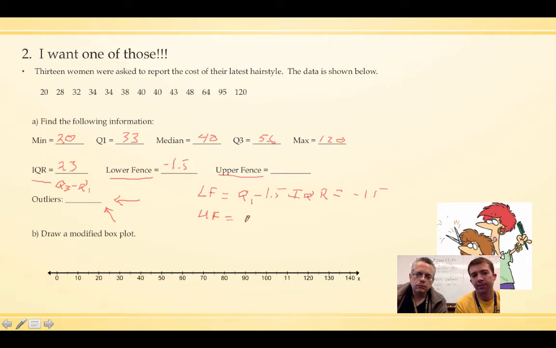Because, I mean, haircuts can't be a negative cost. I wish they could. True. I should be being paid for my haircut. That is so bad. They're going to pay you to do it.